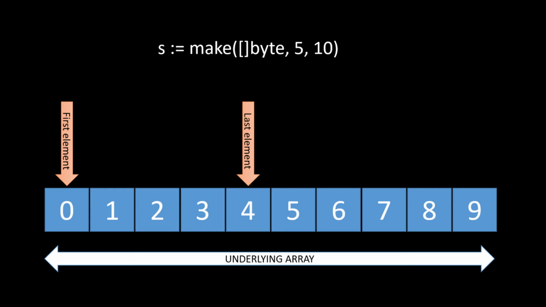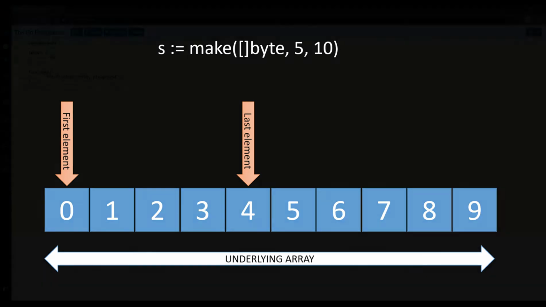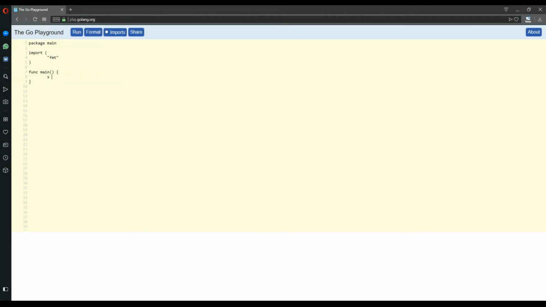When you create a slice with the make operator, you can choose its initial length as well as the length of the underlying array, like this. This will allocate 10 bytes of memory for the array, and the first 5 bytes will be used by our slice. You can always get these two lengths using len, which will give you 5, and cap. Cap apparently stands for capacity, and it will give you 10.